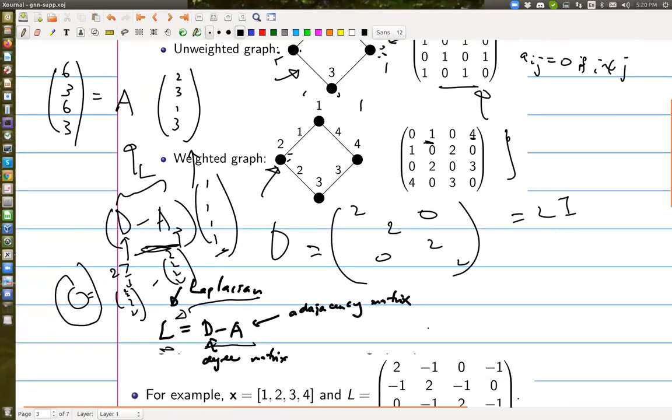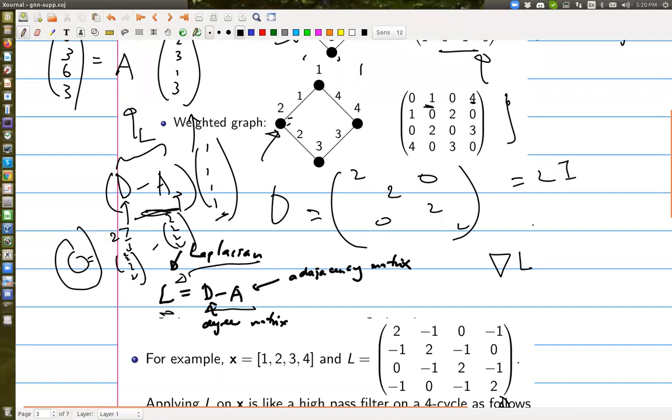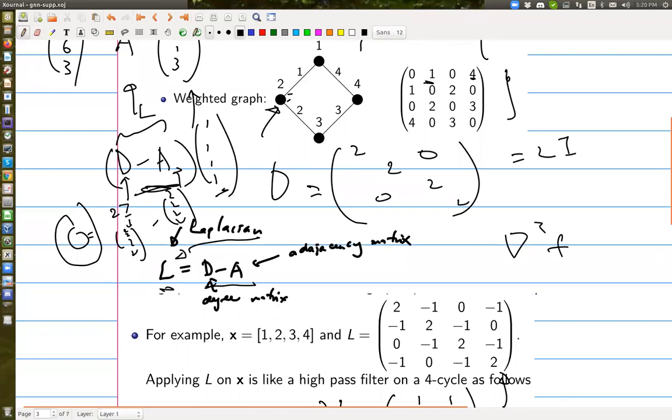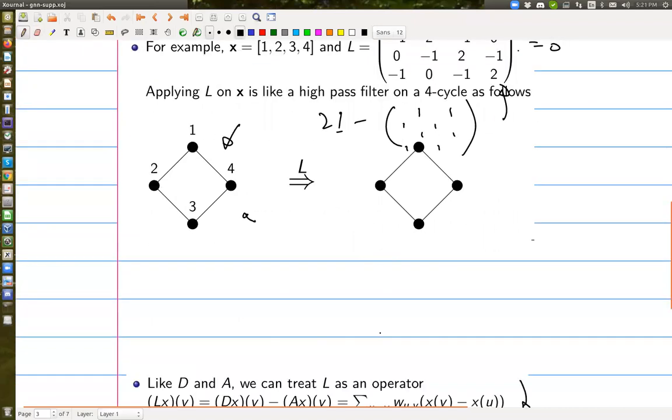And remember what the Laplacian operator is in, for example, 2D. It would be the Laplacian of F, or del squared F, the partial derivative of F in the X axis plus that in the Y axis. And this should give you zero as well if you have a constant signal. Okay, this gives you another sanity check here. So these two should describe the same thing.